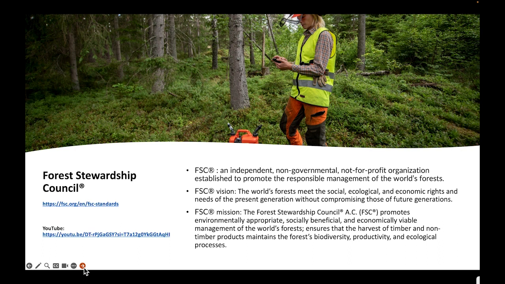The Forest Stewardship Council is an international organisation. It's an independent, non-government, not-for-profit organisation, and it promotes responsible management of the world's forests. Their vision, or the vision that anybody using FSC certified goods has, is that the world's forests need to meet the social, ecological and economic rights and needs of the present generation without compromising those of future generations. Most importantly, their mission promotes environmentally appropriate, socially beneficial and economically viable management of the world's forests. It ensures that the harvest of timber and non-timber products maintains the world's biodiversity, productivity and ecological processes.